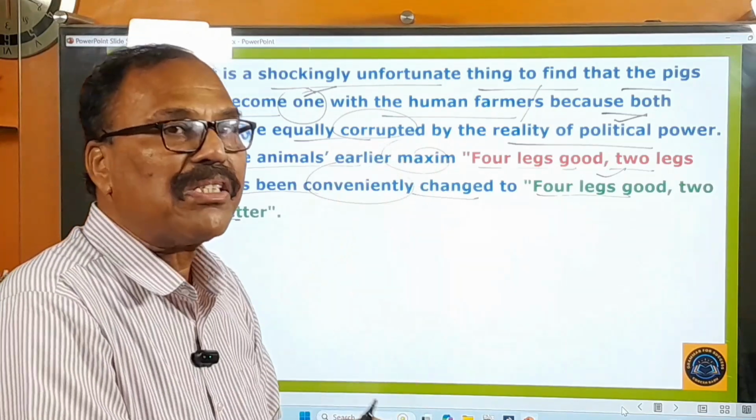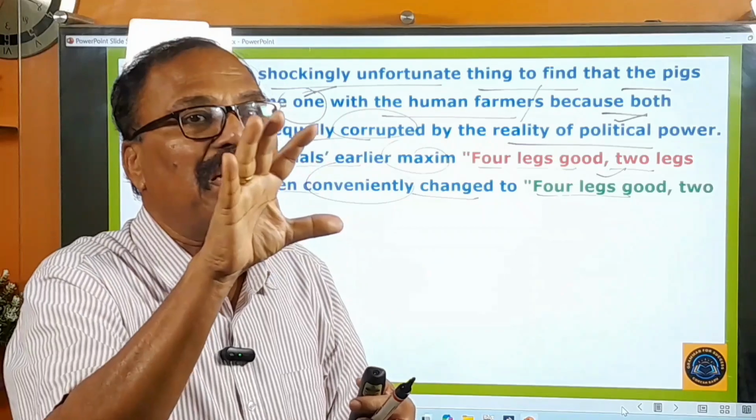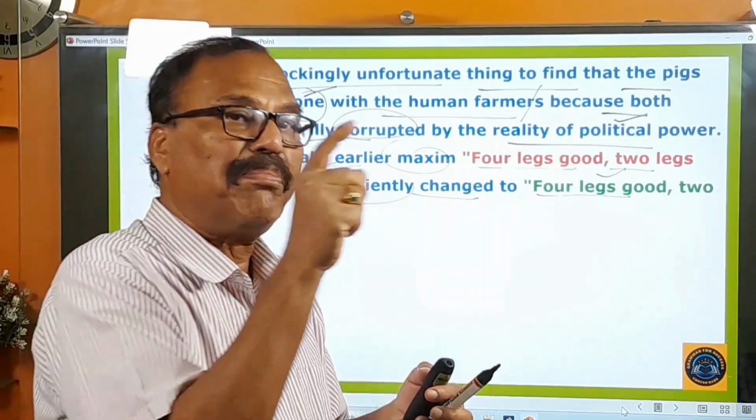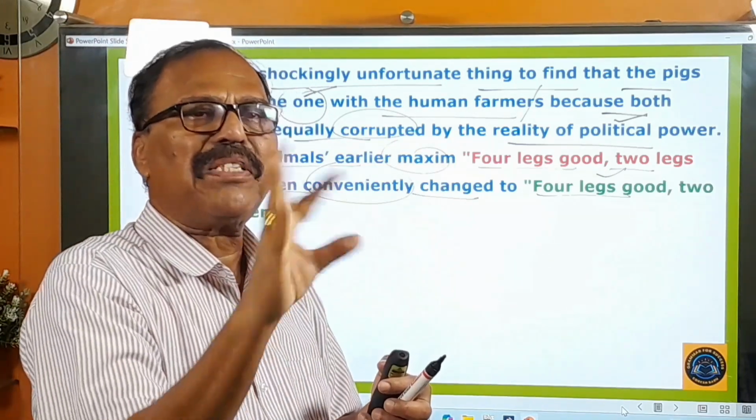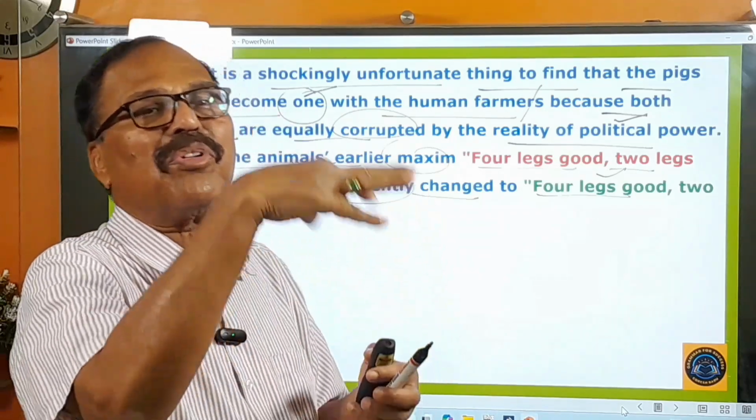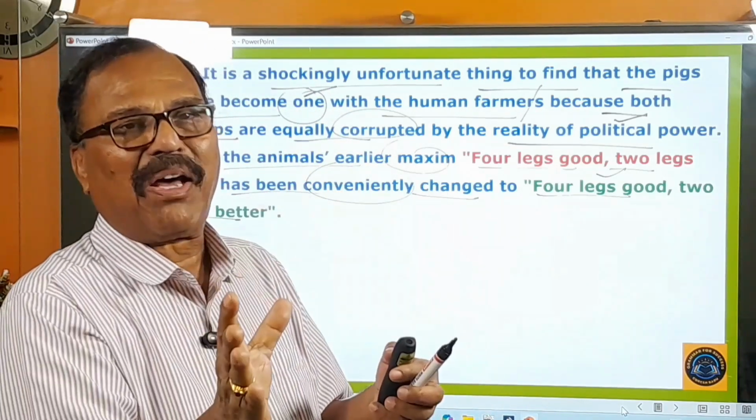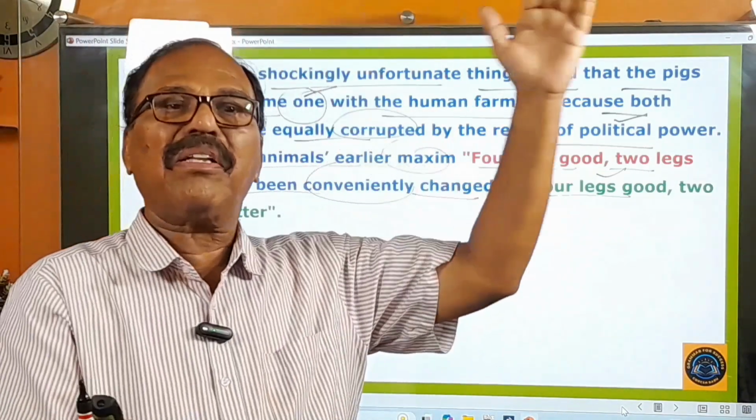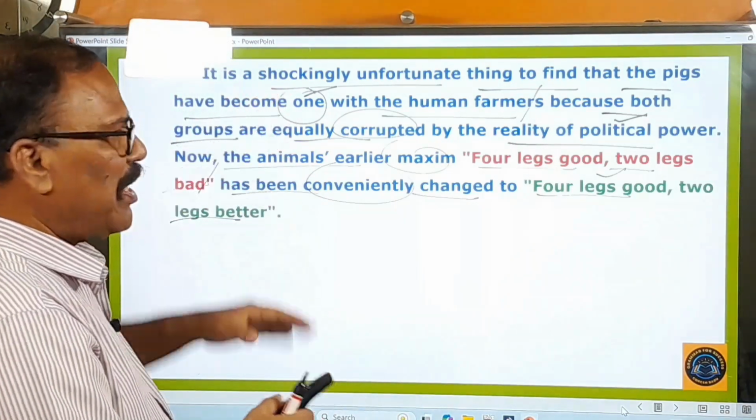Therefore, the animals who have been watching this dinner party from outside have found no difference between the pigs and the human farmers. They could not find any difference between these two, because both of them are drinking, both of them are playing cards, both of them are enjoying, both of them are doing all sorts of things in that dinner party. So this is the meaning of this paragraph.